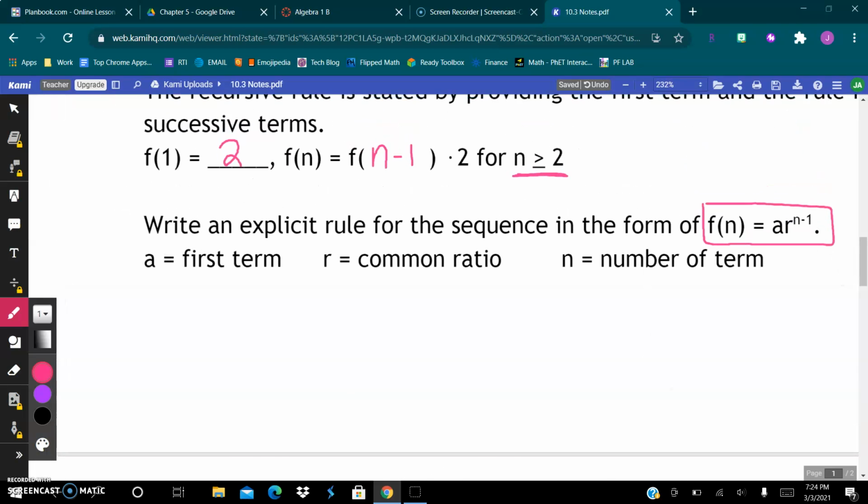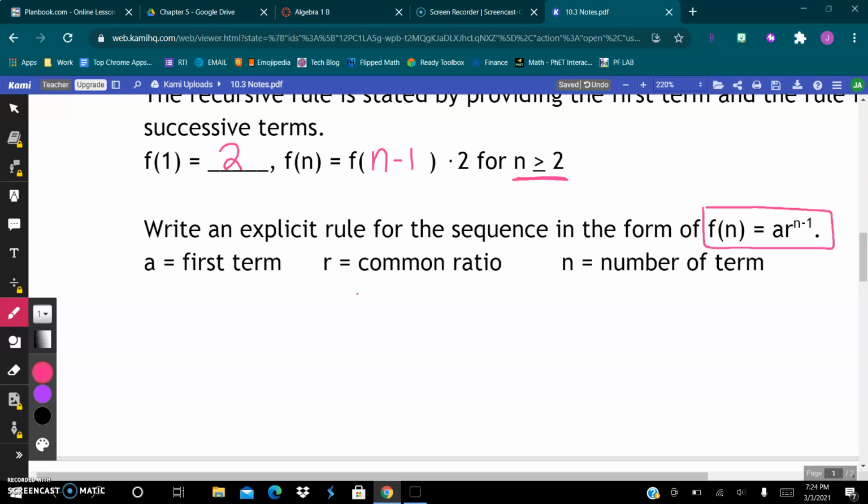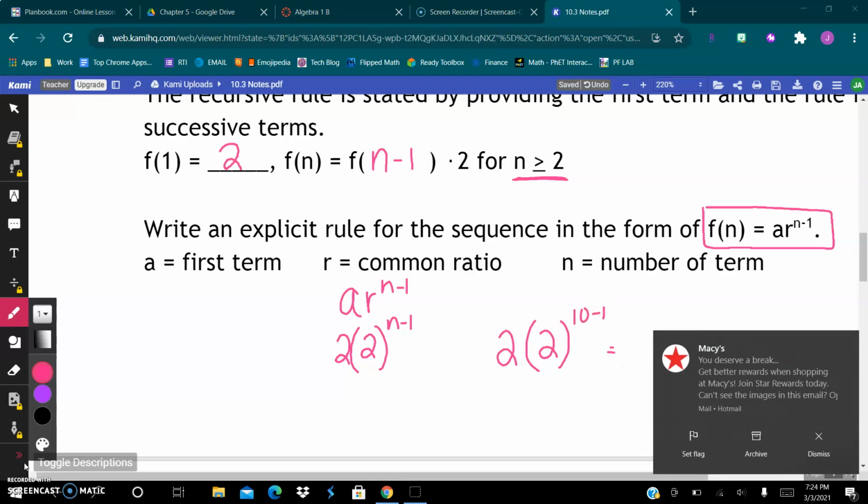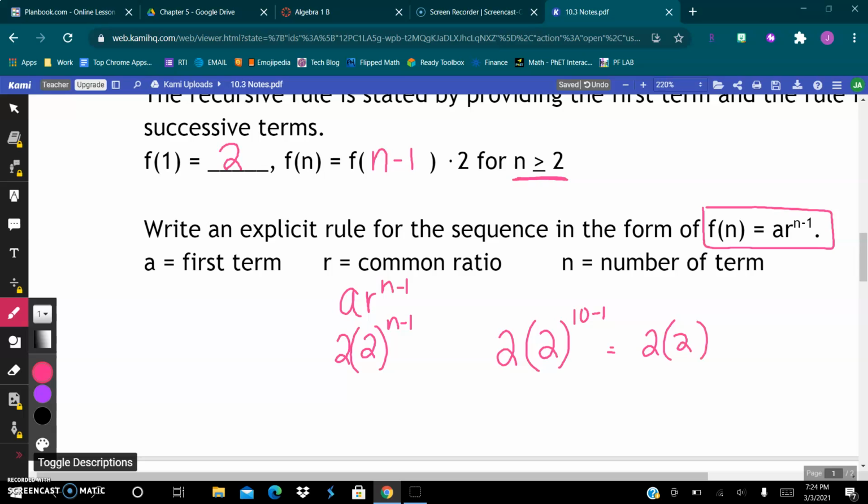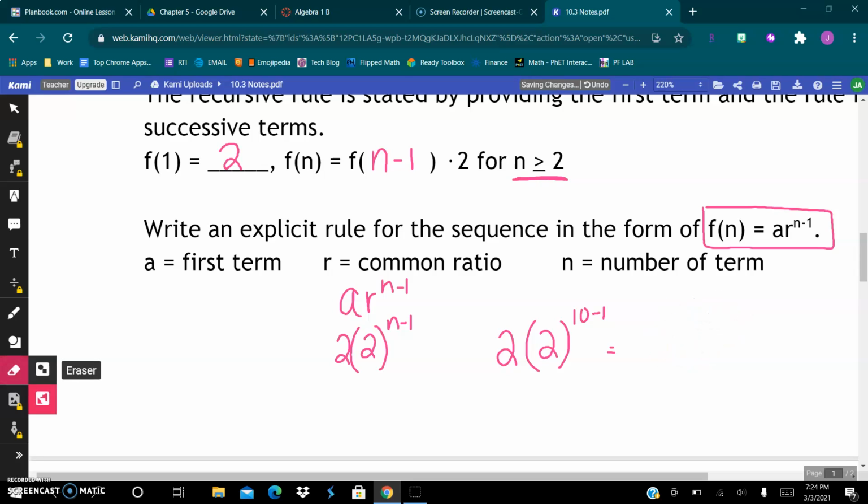So for the explicit rule for the example above, I have a times r to the n minus 1 power. The first term was 2, and we also found that the common ratio was 2. Then we have n minus 1 up here. If I wanted the 10th term, I would do 2 times 2 to the 10 minus 1, which is 2 times 2 to the 9th power. I would do 2 to the 9th power first, because we have to do exponents first, and then take that answer and multiply it by 2 to find the 10th term.